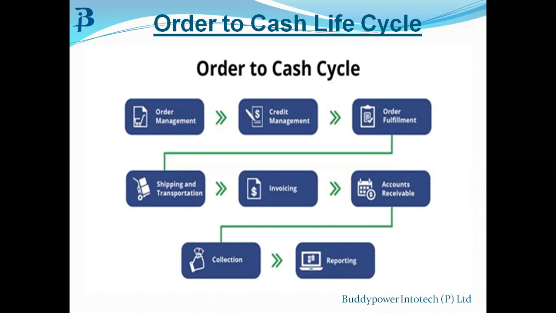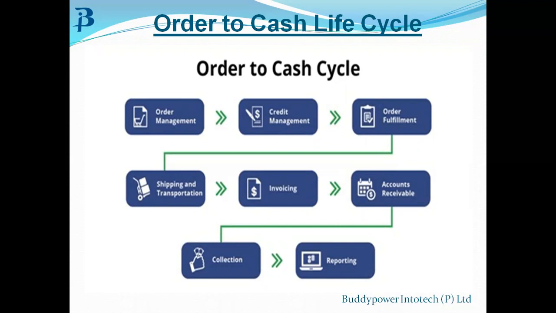Four applications are involved, sir: Oracle Order Management, Accounts Receivable, Cash Management, and Inventory Management. At first is order management, where all the orders are managed and the full order process takes place. Then it comes to credit management, where it looks at the customer's credit limit and whether he can repay the amount or not. It checks that, and after that it goes to order fulfillment.